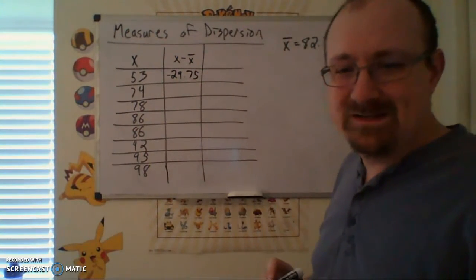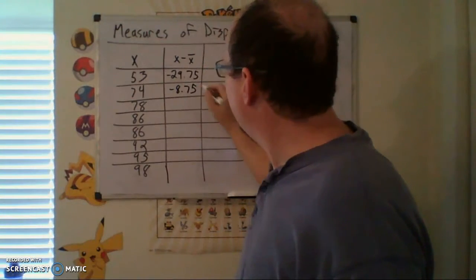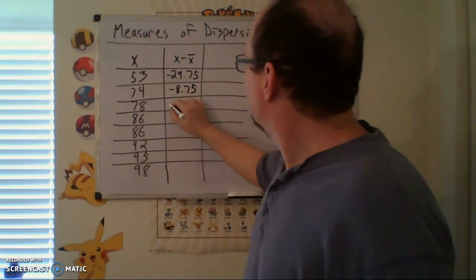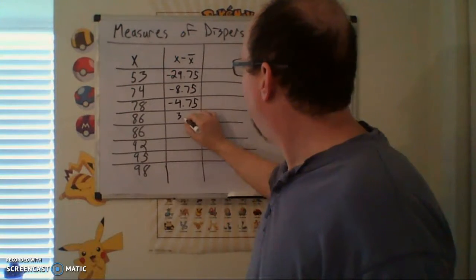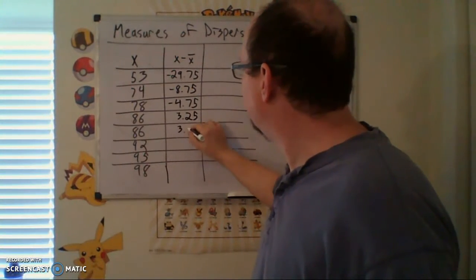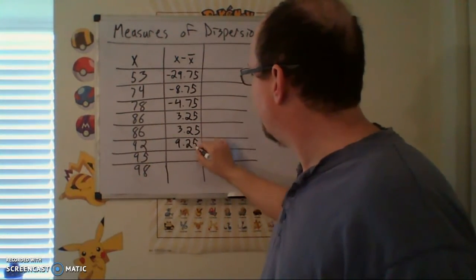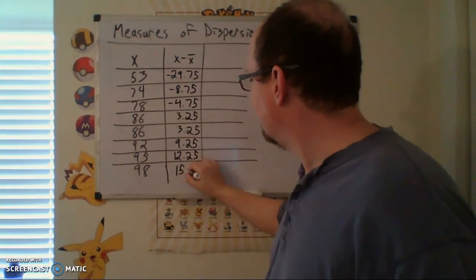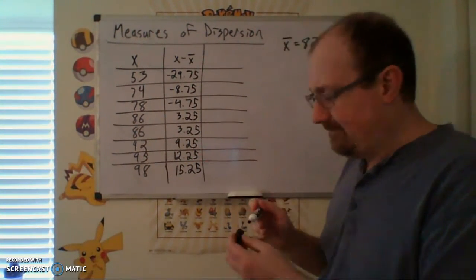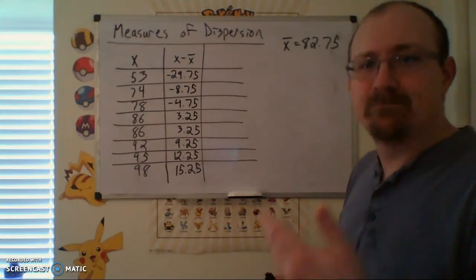So that gives me negative 29.75, negative 8.75, negative 4.75, a pair of 3.25s. Let's see, that one should be 9.25, 12.25, and then at the end, 15.25. So those are my individual deviations for these particular values, okay?